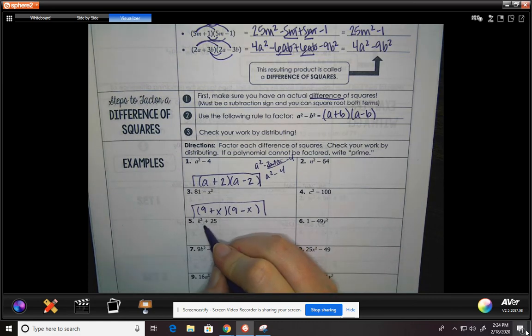Okay, for the number 5, I don't have a minus sign. In order for this to work, these have to be minus, so this would be one of those prime answers. You can't do it.